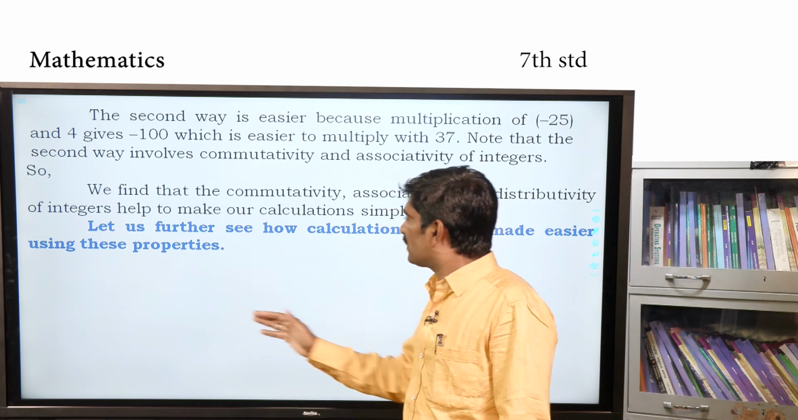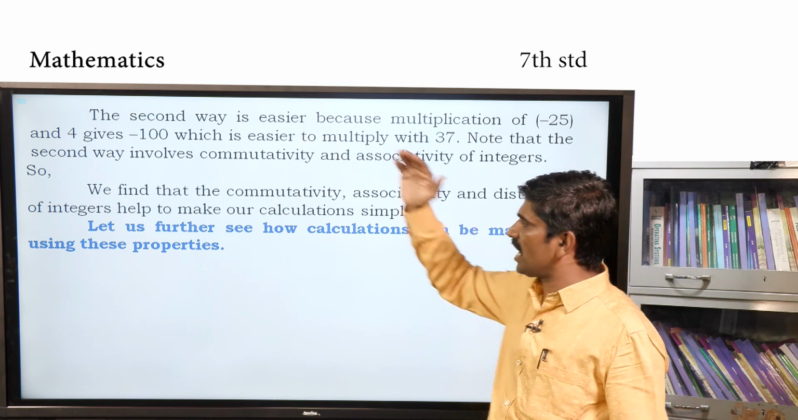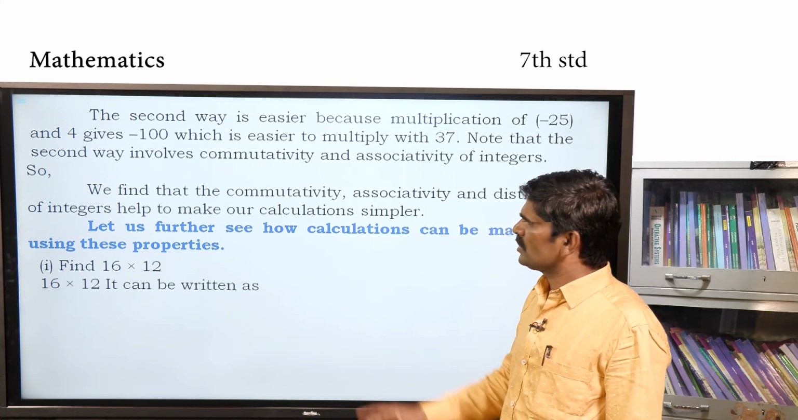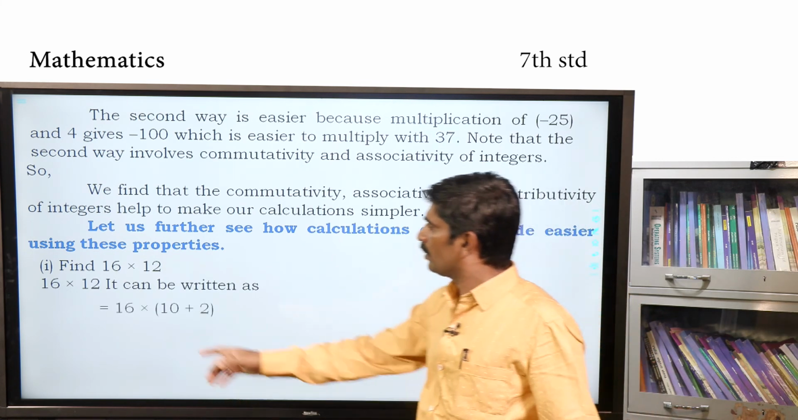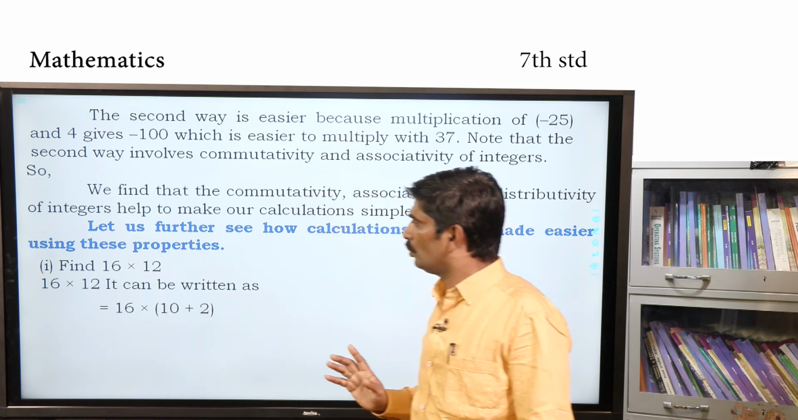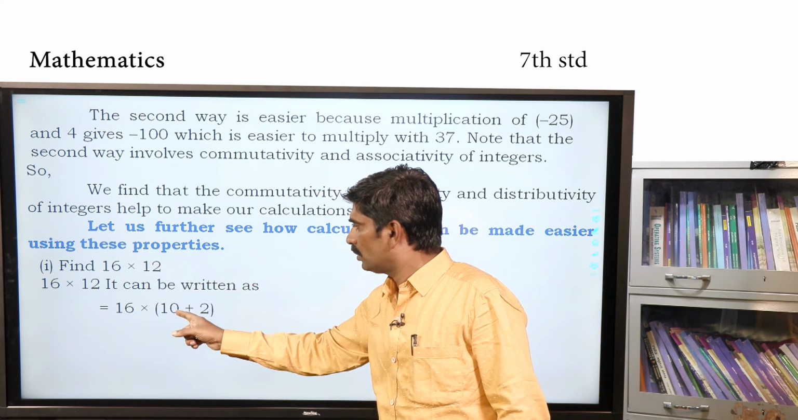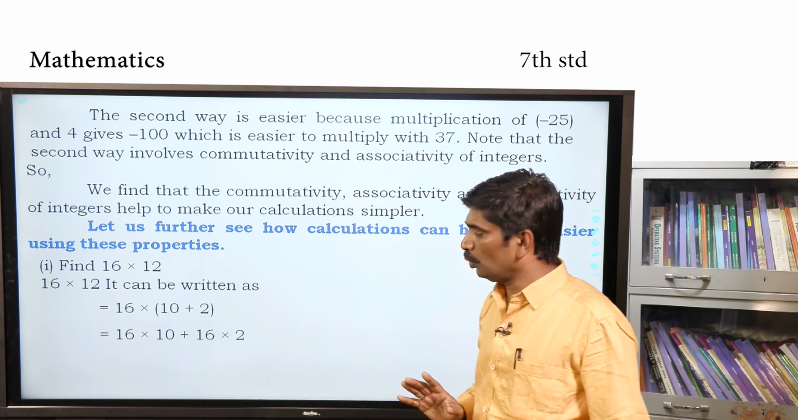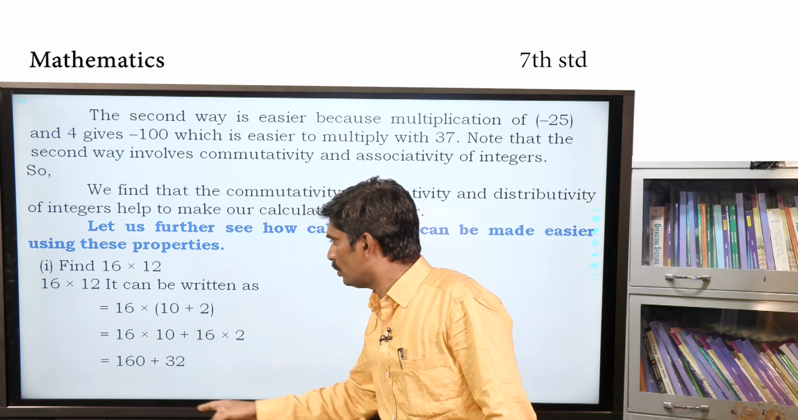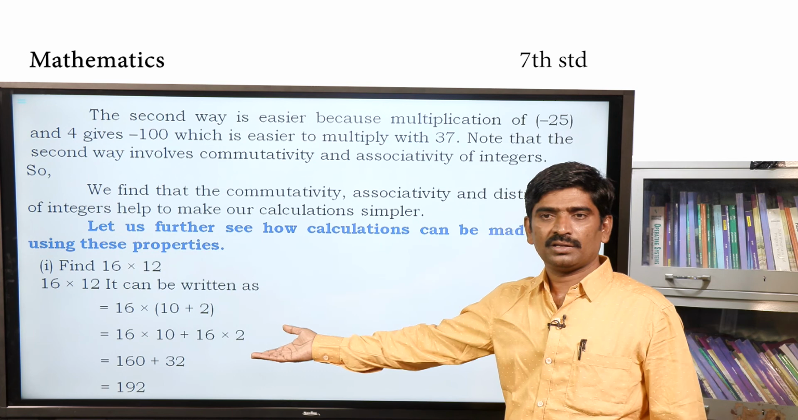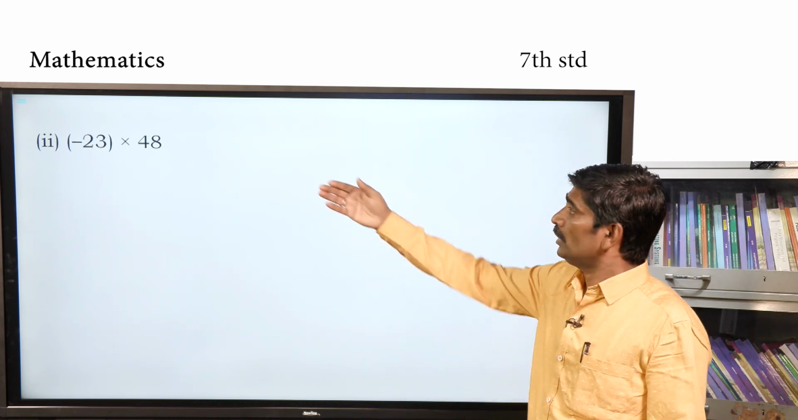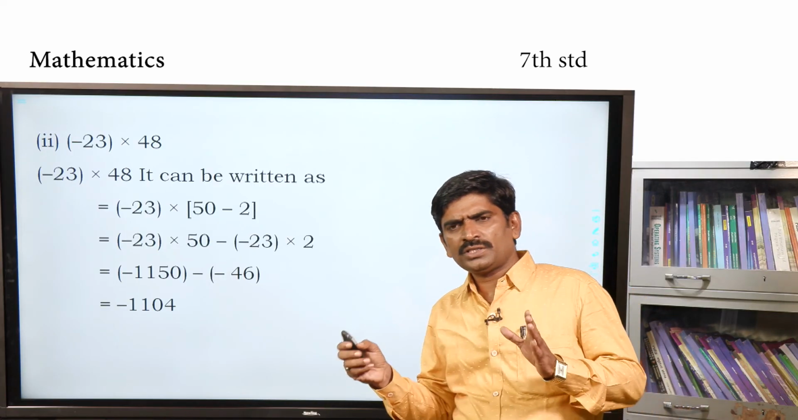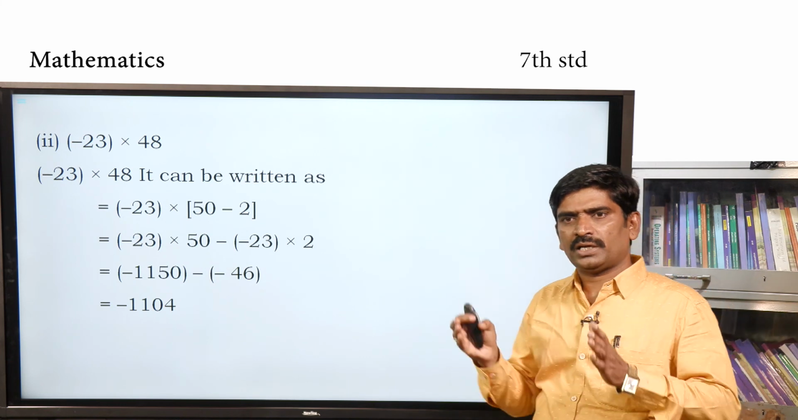Next, let us further see how calculations can be made easier using these properties. Find 16 into 12. It can be written as 16 into (10 plus 2), that is 12. That means 16 into 10, 16 into 2, that is 160 plus 32, that is 192, very easy. Okay. Similarly, minus 23 into 48. These are the integers multiplication properties and their meaning.